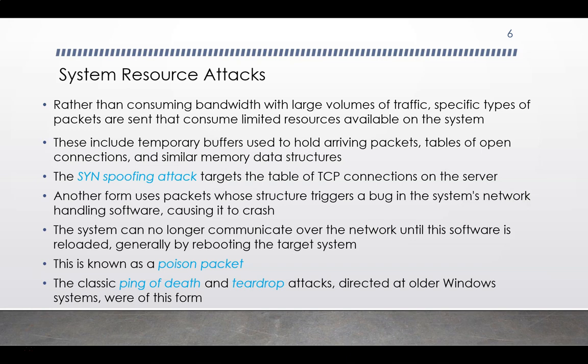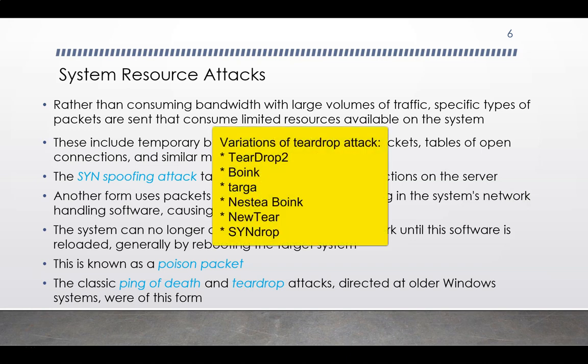In the teardrop attack, the attacker sends a fragmented message. The two fragments overlap in ways that make it impossible to reassemble them properly without destroying the individual packet headers. When the victim attempts to reconstruct the message, it is destroyed. This causes the target system to halt or crash. There are a few variations on the basic teardrop attack that are available, such as Teardrop 2, Boink, Targa, Nestea, Boink, New Tier, and Syndrop.